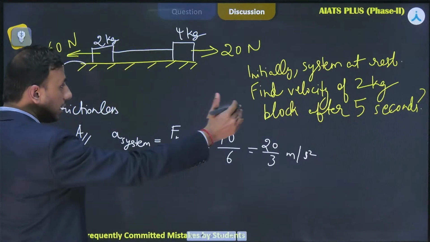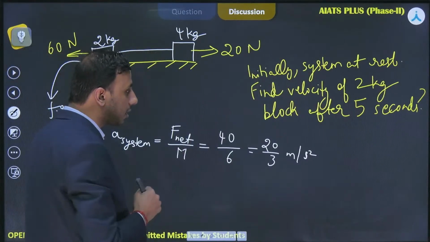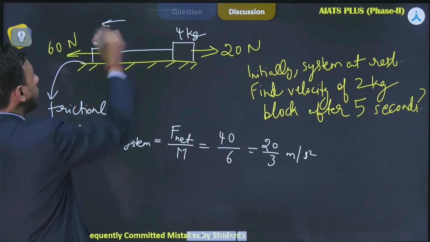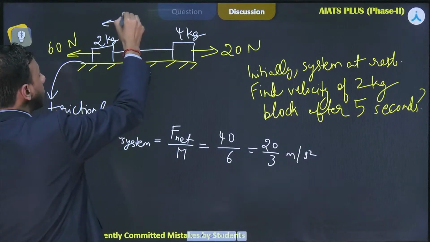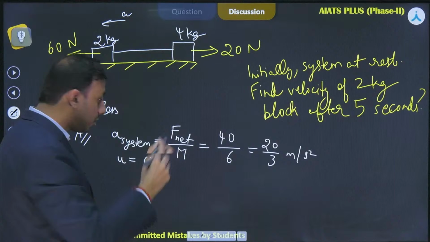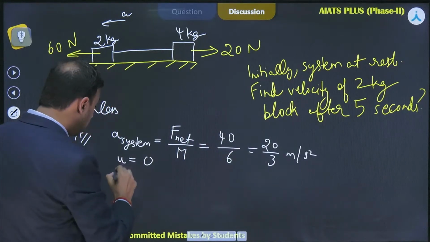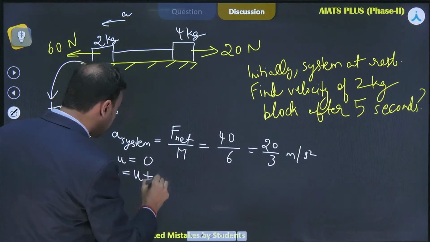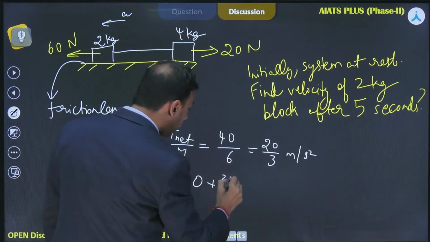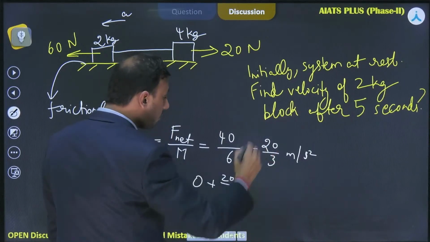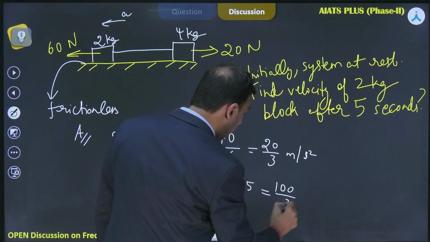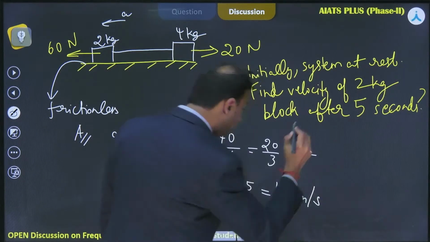All right, very well. See, acceleration we know, and velocity of, let's say, 2 kg block. So 2 kg block is going to move towards left with this acceleration. Initial velocity was how much for 2 kg block? 0. Constant acceleration. So v is equal to u plus at, right? Use it. So 0 plus a is how much? 20 by 3. Time is how much? 5 seconds. That's it. You got the answer. 100 by 3 meter per second.